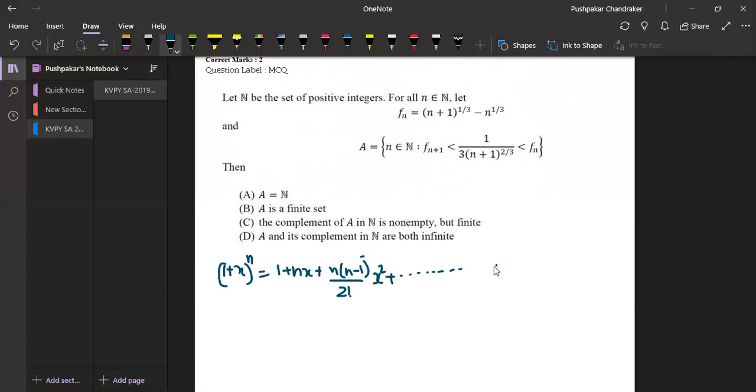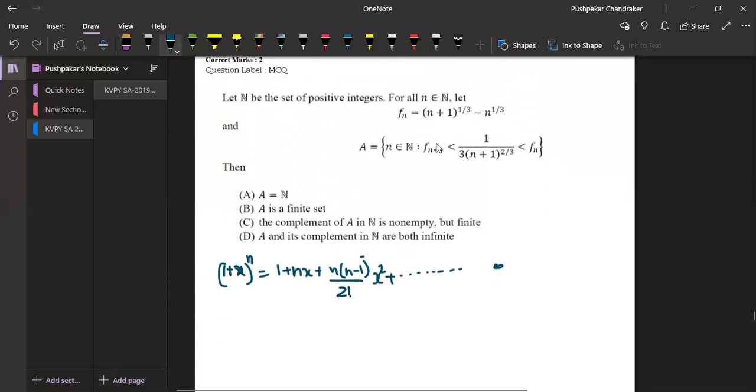Okay, this goes on infinitely up to infinite terms. Here 1 should be there and x should be preferably a fraction. Okay, that will be better for our calculation. Calculation will be easy for that.